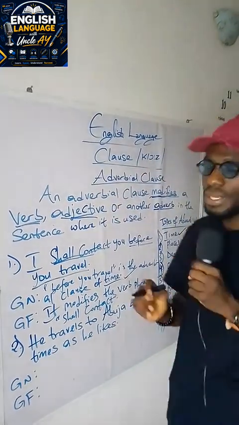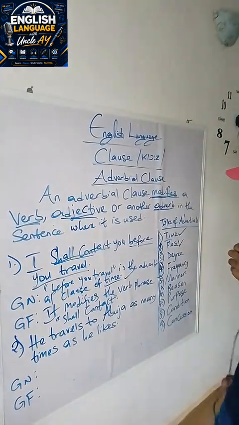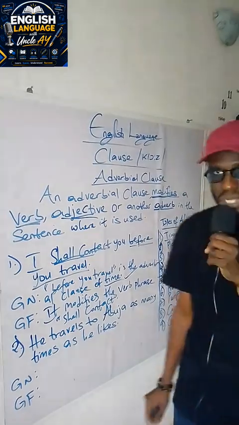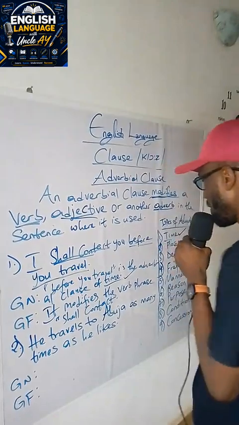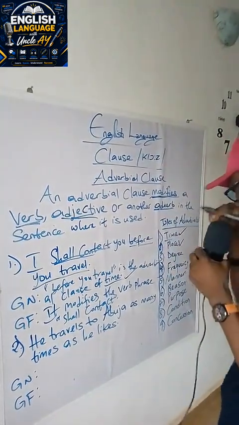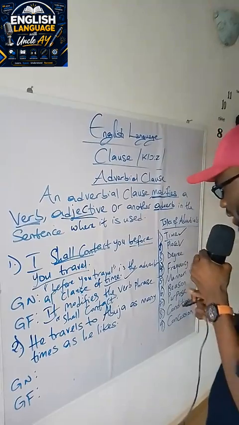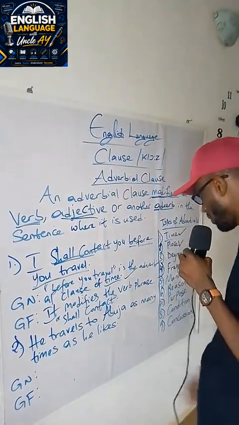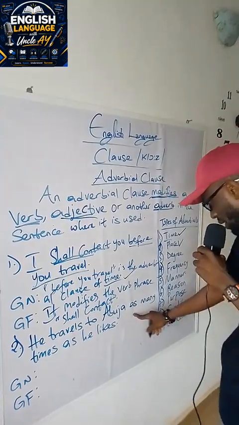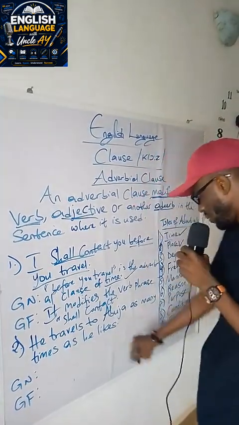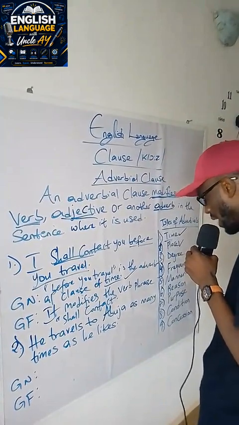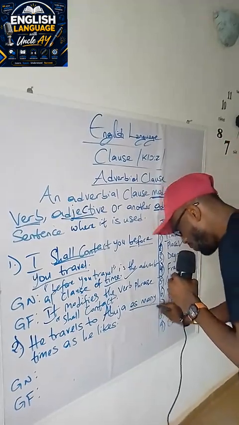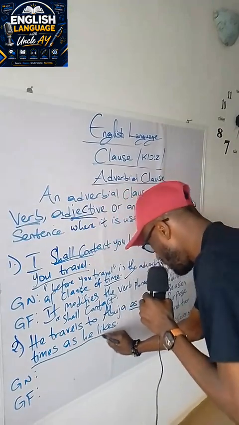So the next question here is, let's do justice to it. It says, "He travels to Abuja as many times as he likes." So what is the grammatical name here, or what's the adverbial clause in this sentence? Since adverbial clause is our clue, that's what we're looking at. So this right here, a pronoun, verb, preposition. Abuja is a noun, as many times as he likes. So this is a verb here. So our adverbial clause would be "as many times as he likes."